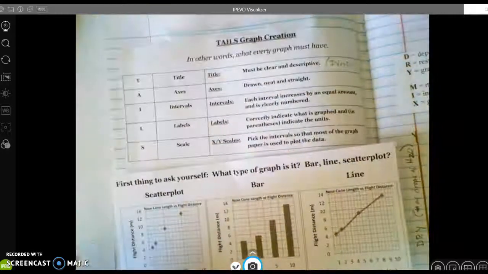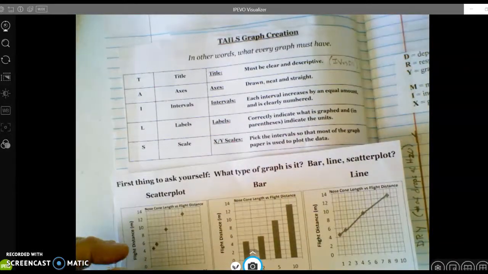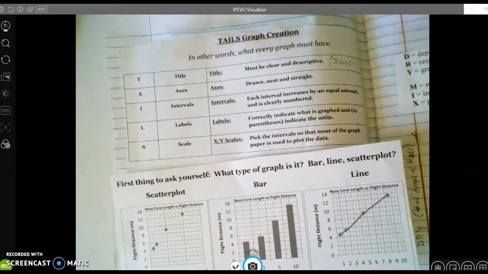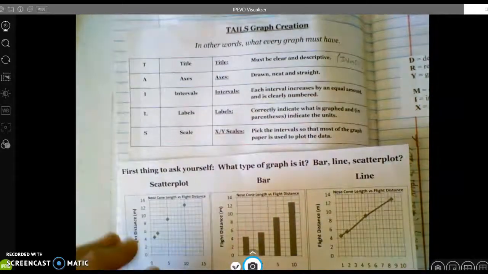So in drops of water on a penny, you might say, how does the percent soap solution impact the number of drops of water? That's clear and descriptive, so we know what we're looking at.